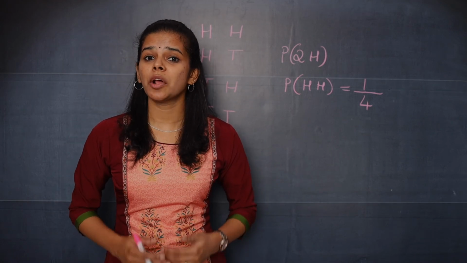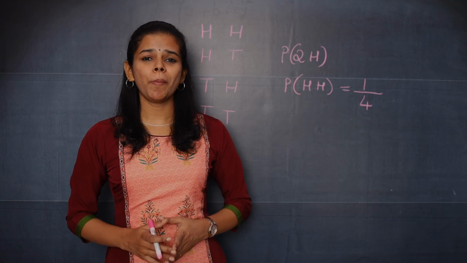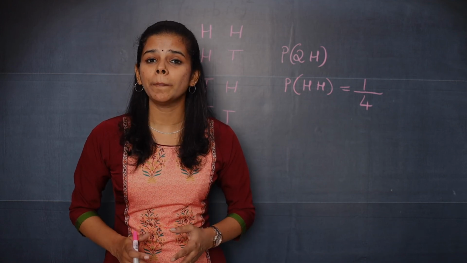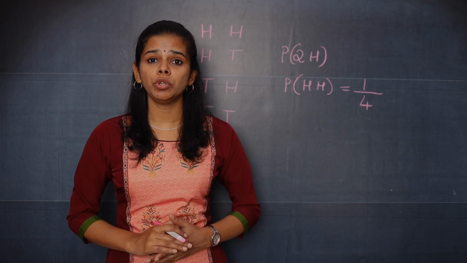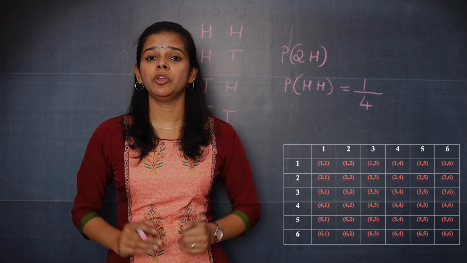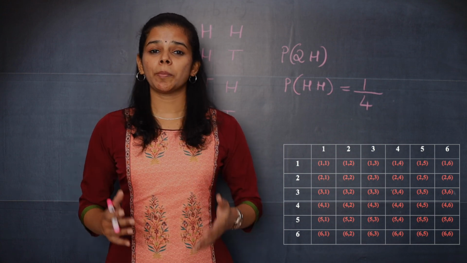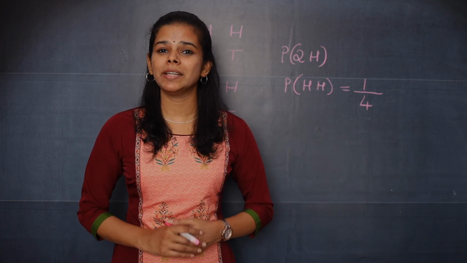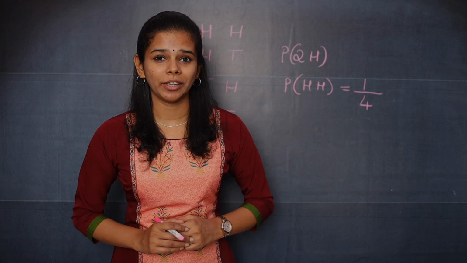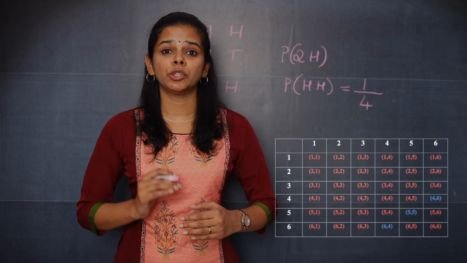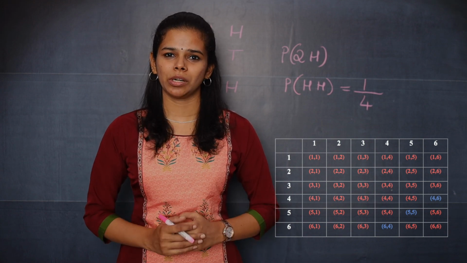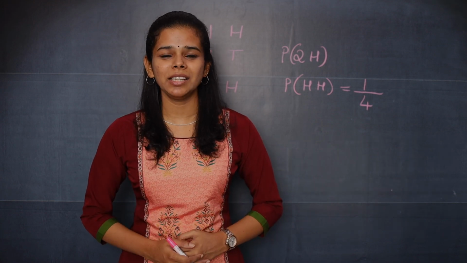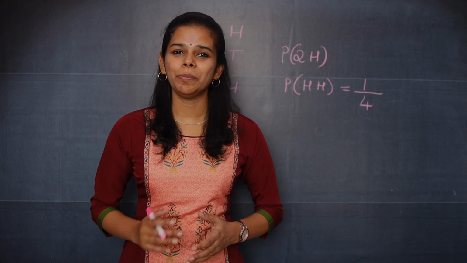When 2 dice are rolled together, what is the probability that the sum of the 2 numbers will be 10? First, when 2 dice are rolled together, these will be your outcomes. So the probability that the sum of the 2 numbers is 10 is equal to 3 divided by the total number of outcomes, and you can see there are 36 outcomes here. So 3 by 36 will give you 1 by 12.